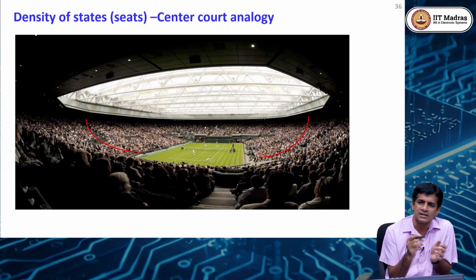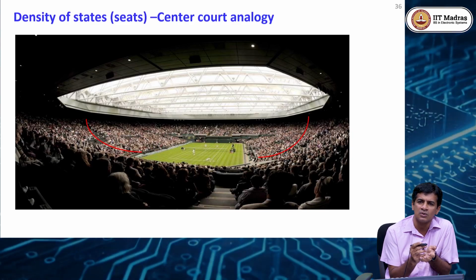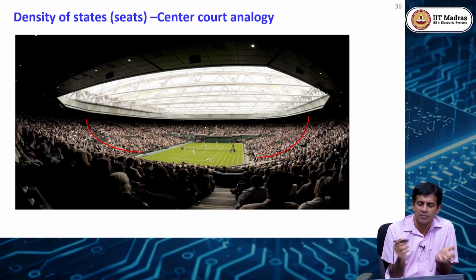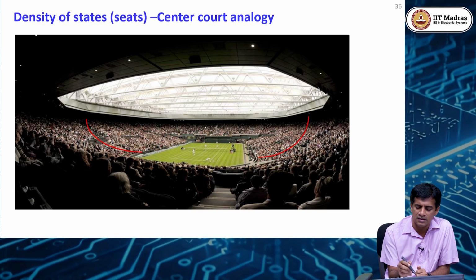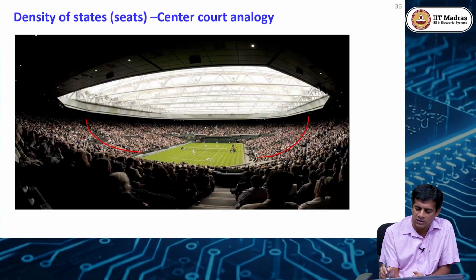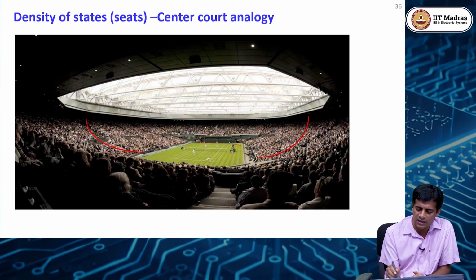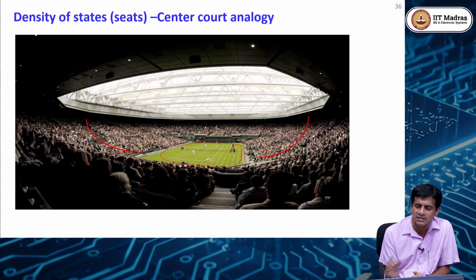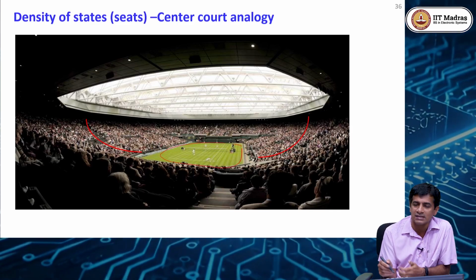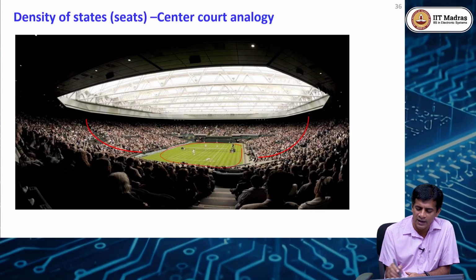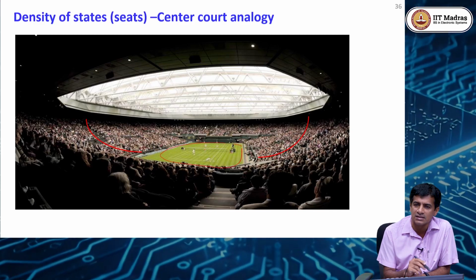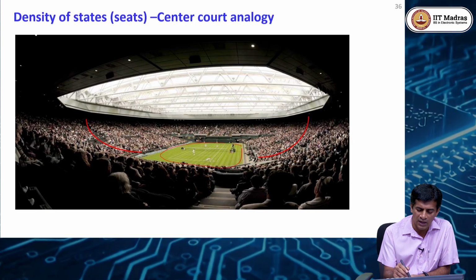If you examine this, it is very similar to counting the number of people in a stadium. For example, this is a Wimbledon center court. We may assume that this is like the band gap. Nobody sits inside the court, except for the players and the people who are assisting the players. All the spectators, none of them sits inside the court. So they all start from here.